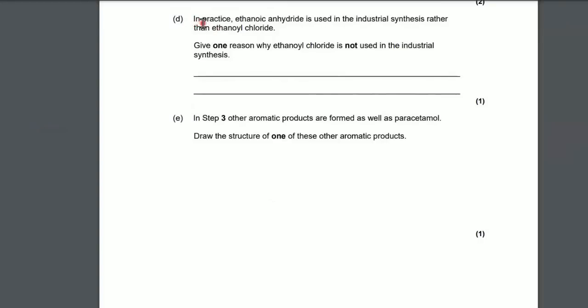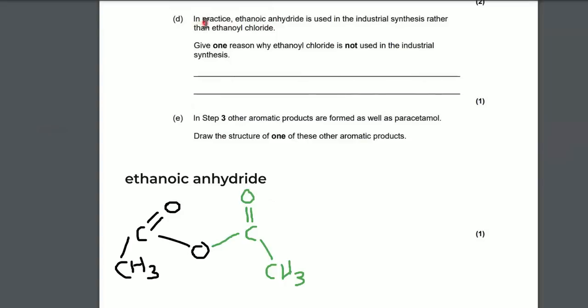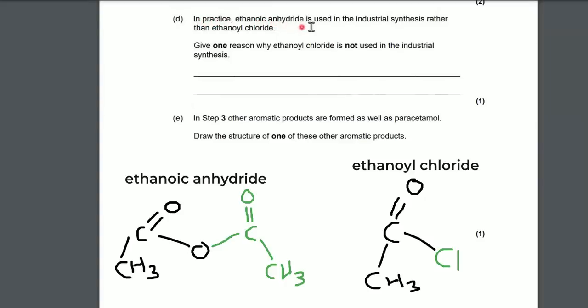In practice, ethanoic anhydride is used in the industrial synthesis rather than ethanoyl chloride. Give one reason why ethanoyl chloride is not used in the industrial synthesis. Pause the video, see if you can have a go, and then unpause and watch the walkthrough to the answer.